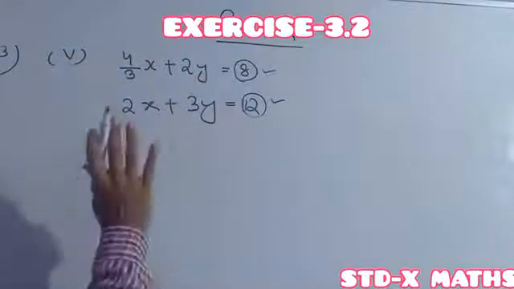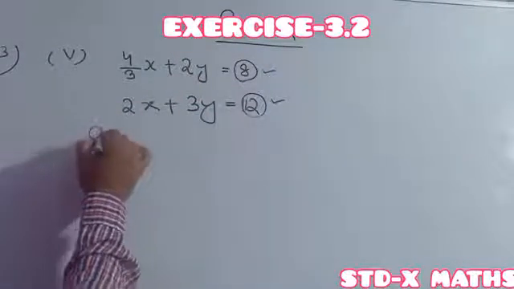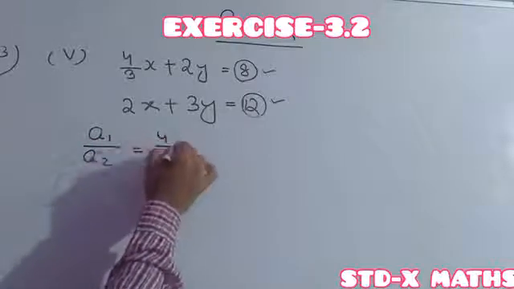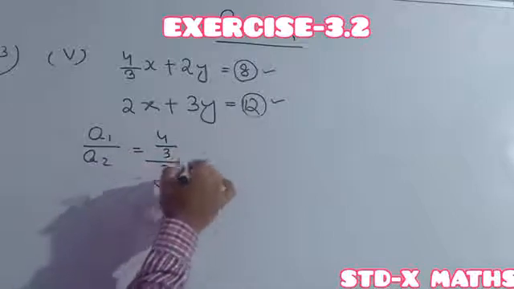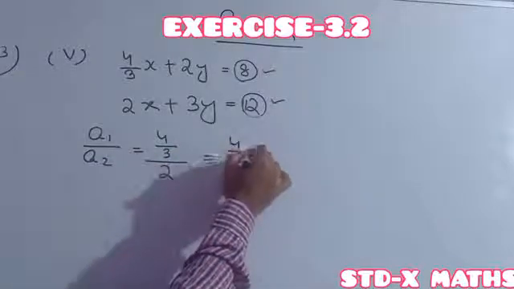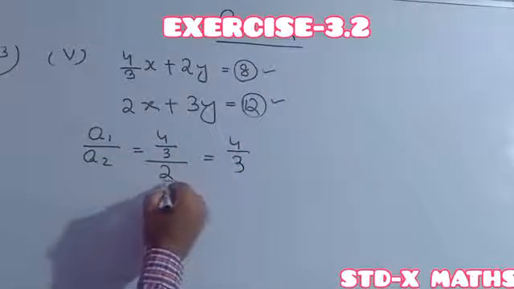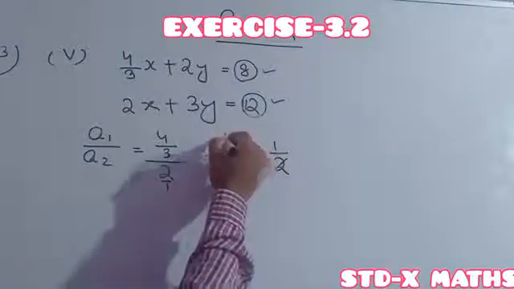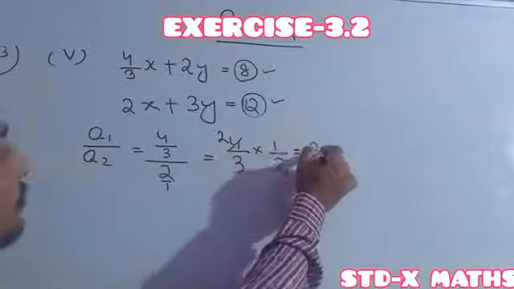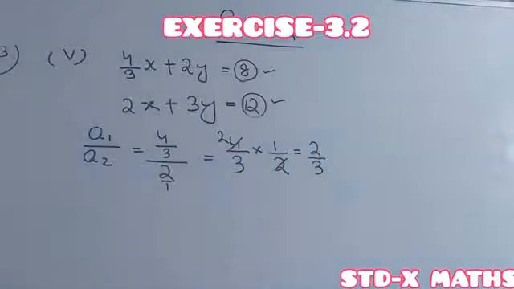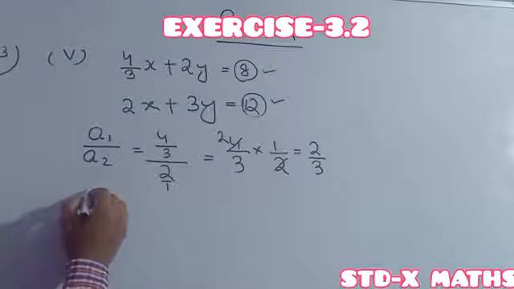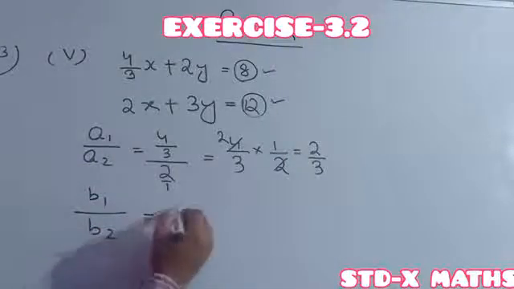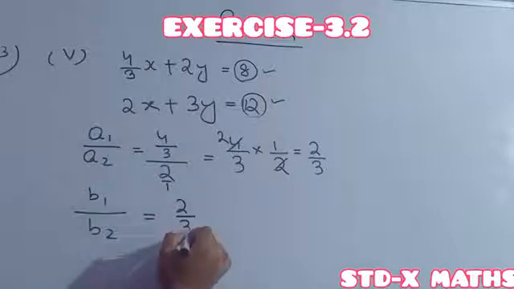So for this question particularly, A1 by A2 is 4 by 3 divided by 2, which becomes 4 by 3 divided by 2, meaning 2 by 1, which becomes 1 by 2. This 2 will be cancelled, which becomes 2 by 3. And here B1 by B2 is 2 by 3.